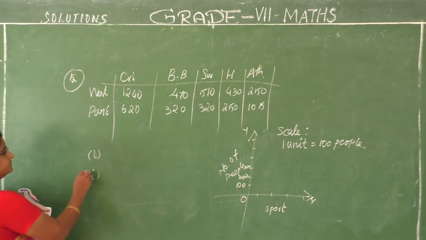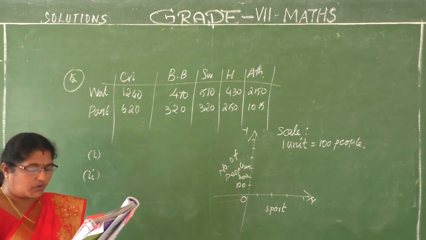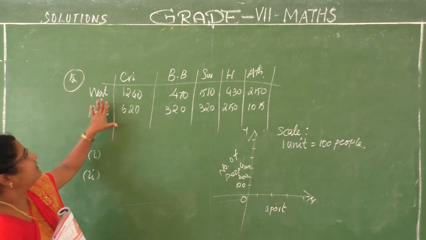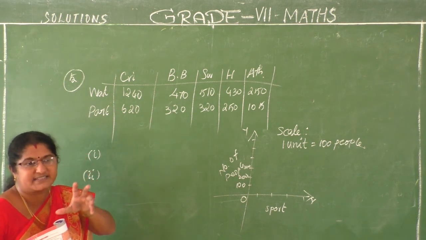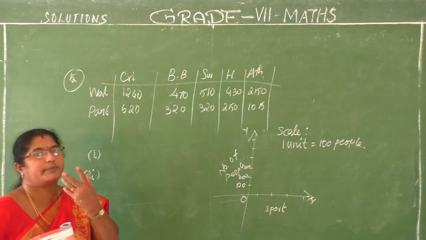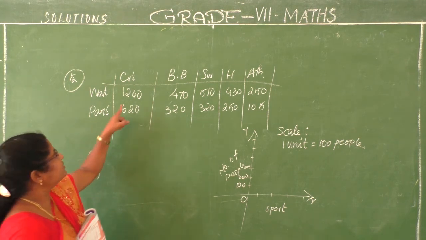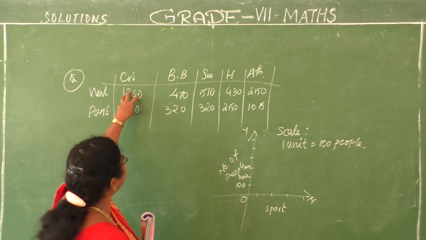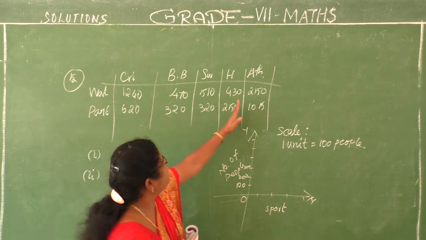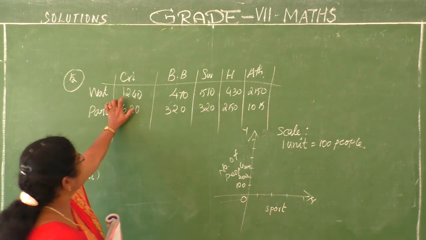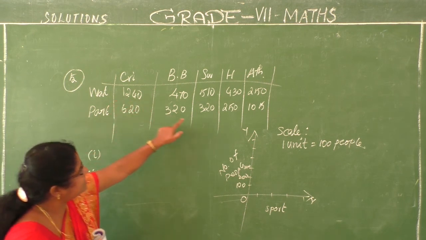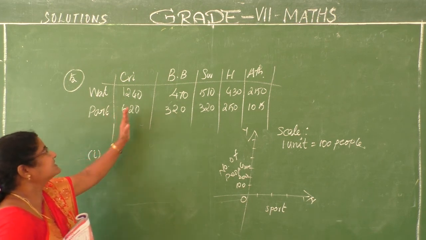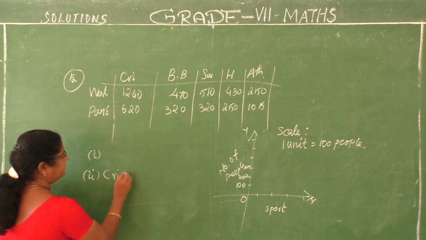Second option: Which sport is most popular? Most popular means in which sport the most number of people are watching or participating. Both we have to compare. So 1240 in watching and participating is more in cricket only. When you compare all the sports, watching is highest in cricket, and participating is also highest in cricket. So cricket is the most popular game.